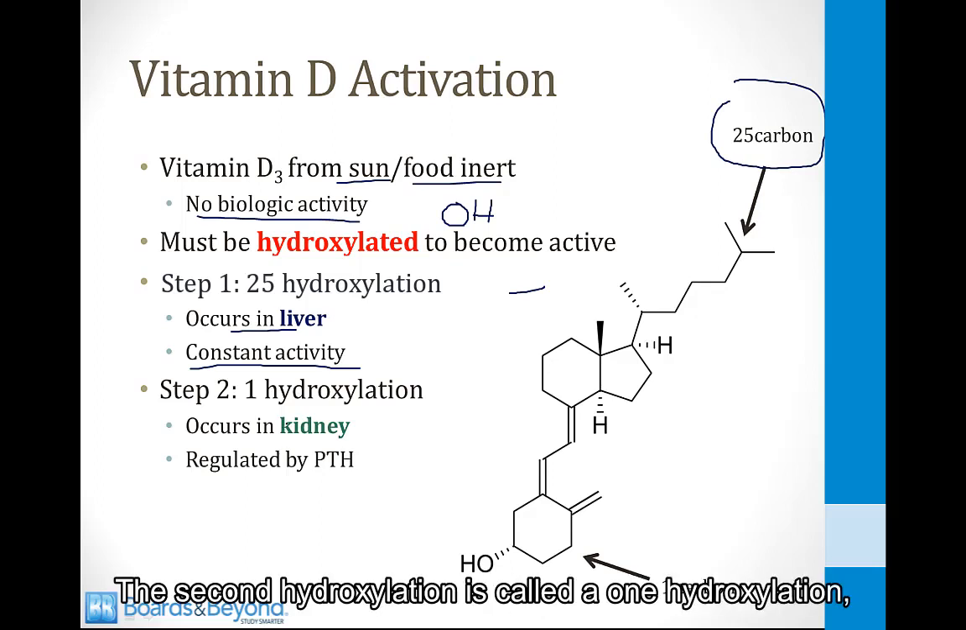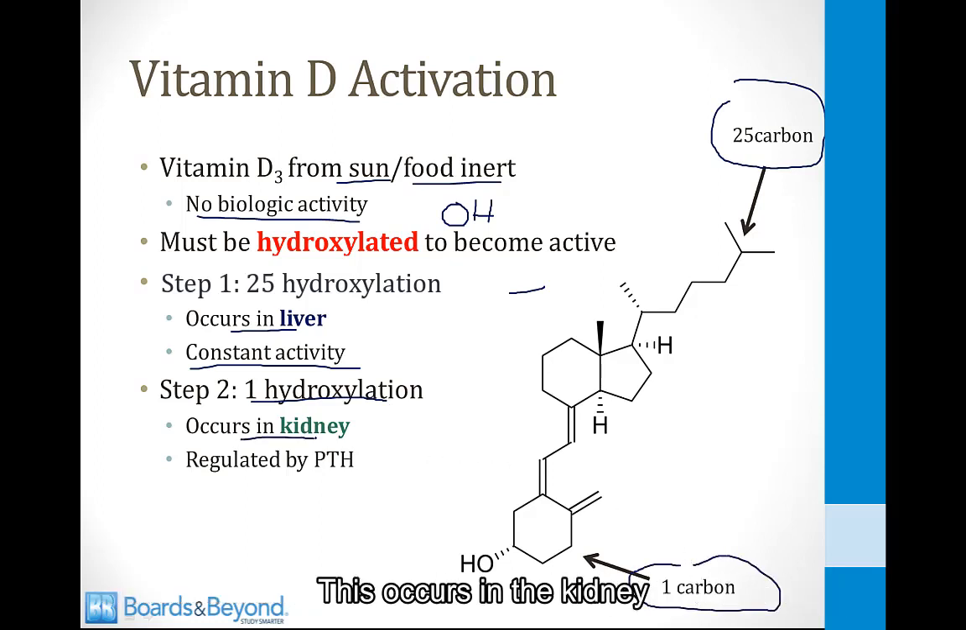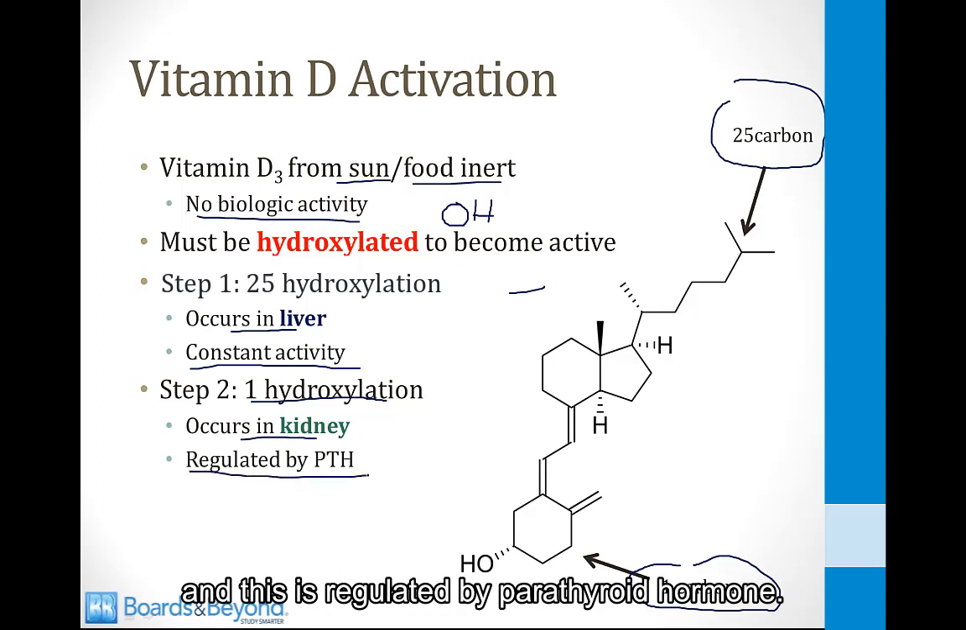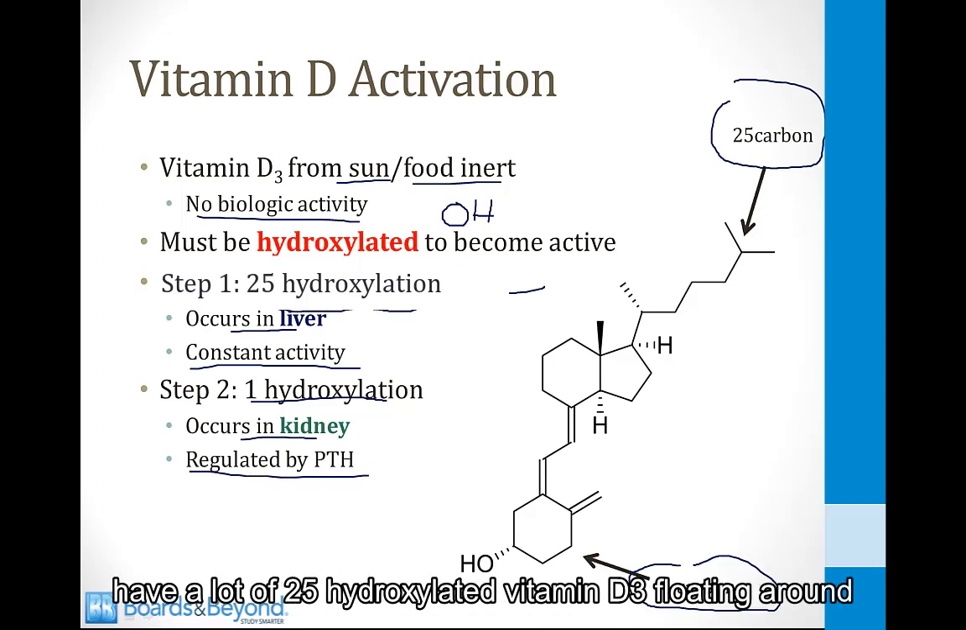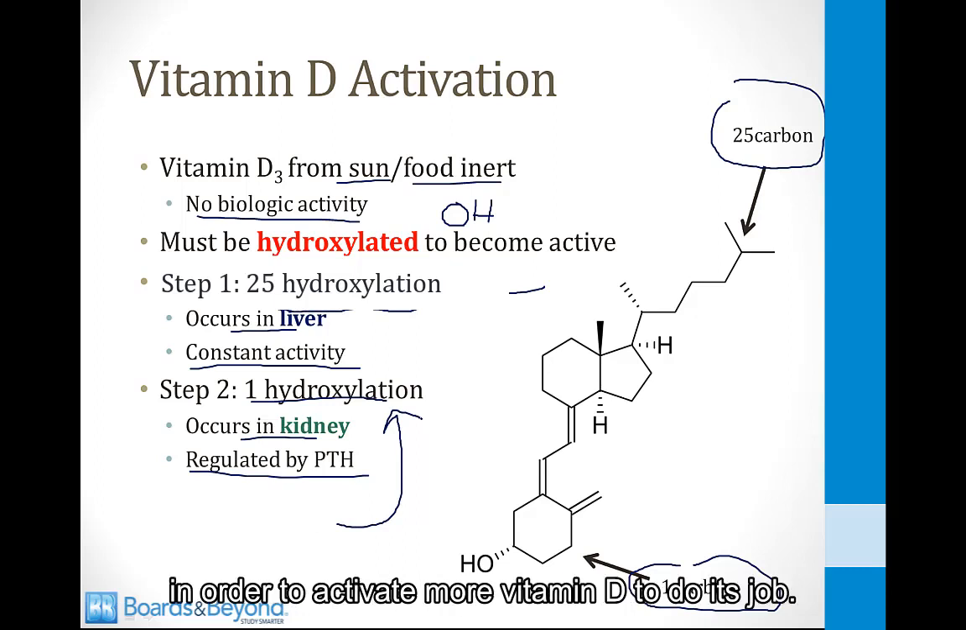The second hydroxylation is called a 1-hydroxylation. That occurs at the 1 carbon on the vitamin D3 molecule. This occurs in the kidney, and this is regulated by parathyroid hormone. What this means is that you're always going to have a lot of 25-hydroxylated vitamin D3 floating around in your body, and the kidney is going to selectively hydroxylate it at the 1 position as it needs to in order to activate more vitamin D to do its job.